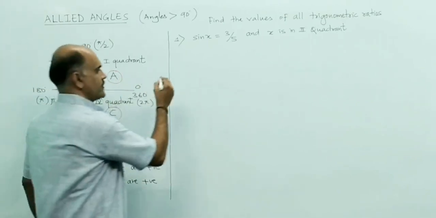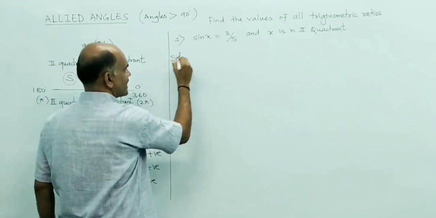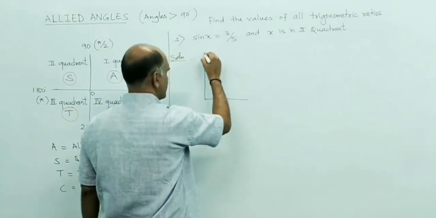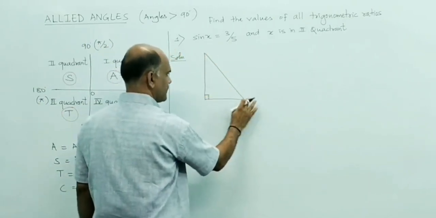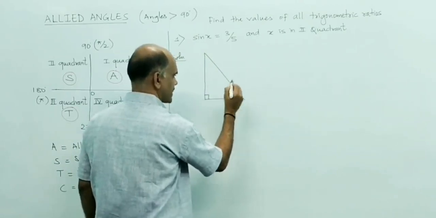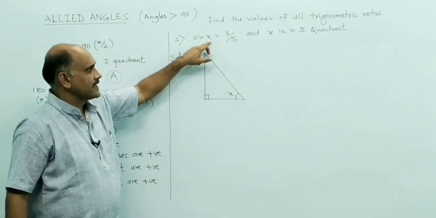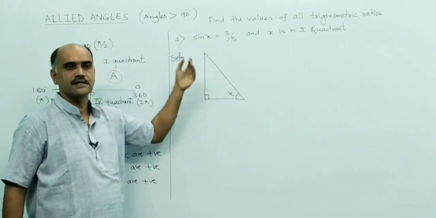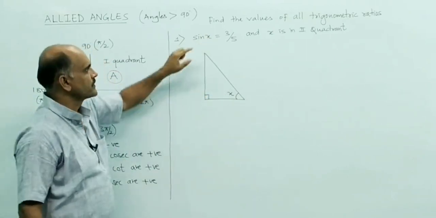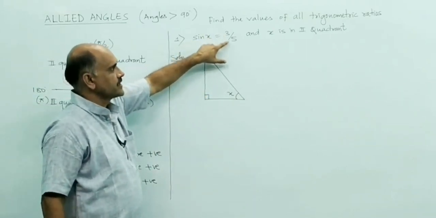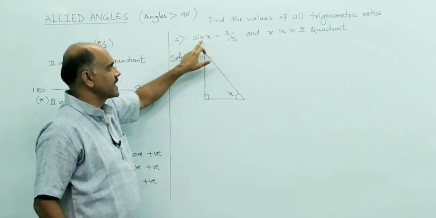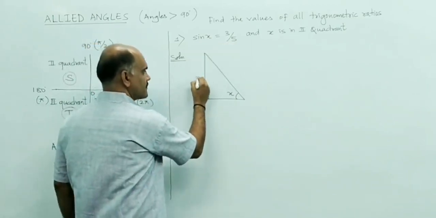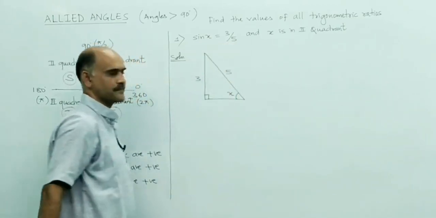So now students, first you draw a right angled triangle. Just a simple right angled triangle. This is 90. This angle I will take as x. If he had given theta, you take it as theta. If he gives x, you take it as x. If he gives alpha, you take it as alpha. Now sin x is 3 by 5. By definition, sin theta is opposite by hypotenuse. So opposite, this value is 3, hypotenuse is 5.